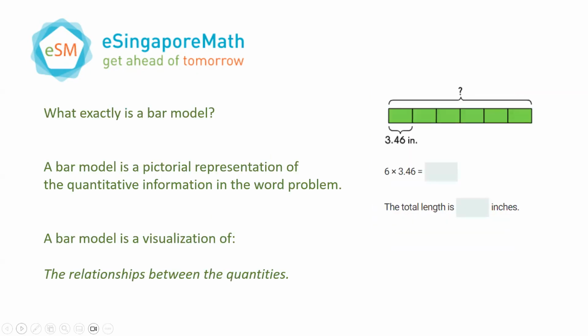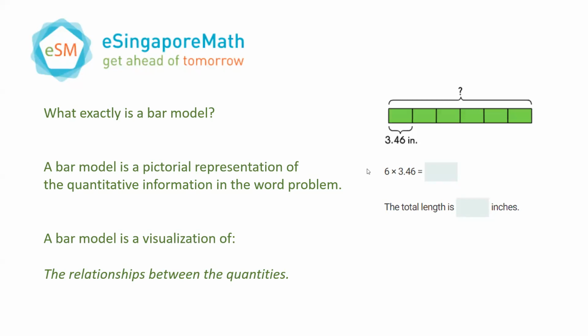So what exactly is a bar model? The definition is a bar model is a pictorial representation of the quantitative information in a word problem. More importantly, though, what I like to tell my teachers is that a bar model is a visualization of the relationships between the quantities. And on the right there, you can see this is a basic bar model.